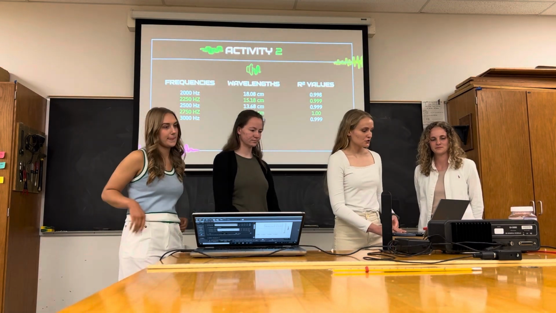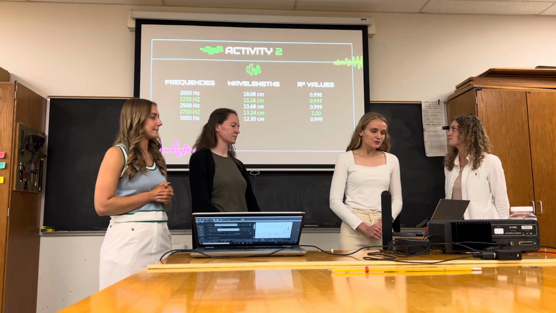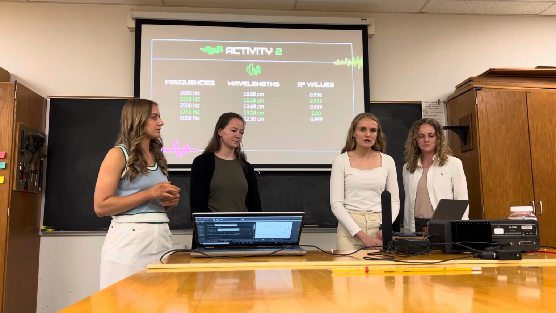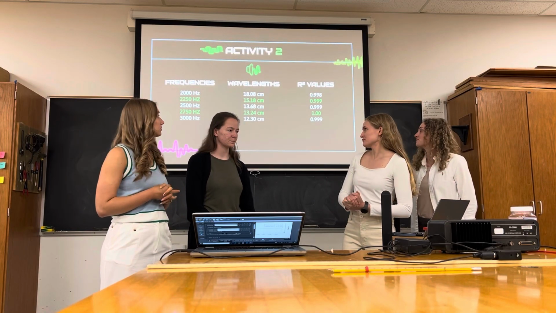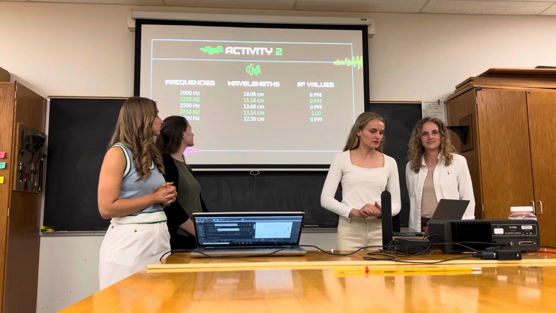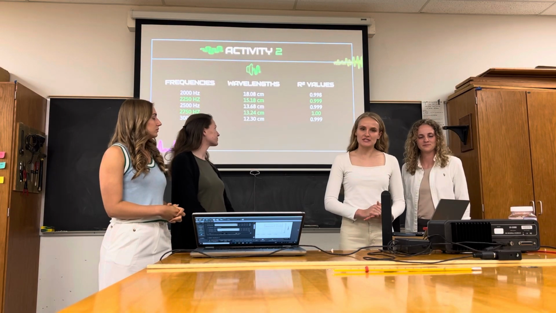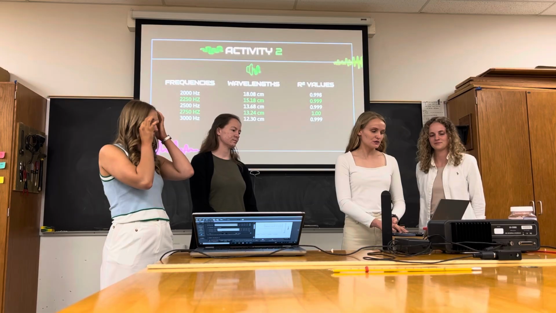In activity 2, in our 5 trials, we used 5 frequencies to find the corresponding wavelengths of each, as shown on the screen. And you can see the different frequencies that we used and their wavelengths. The 5 trials were very precise, as seen by the high R-squared values.